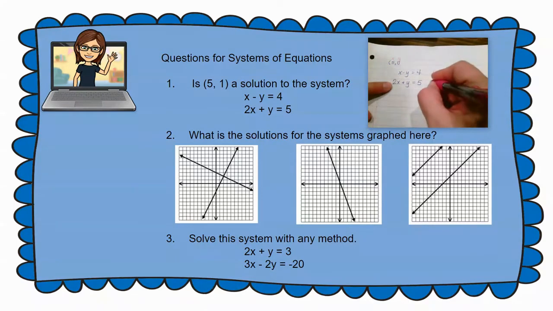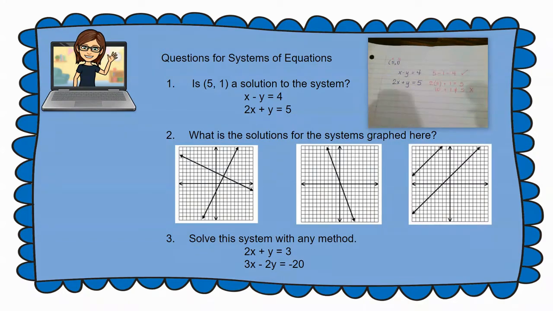So in our second equation, we're going to substitute in 5 for x and 1 for y. Now, notice that when I have 2 times x, that means 2 times 5. So 2 times 5 is 10, and 10 plus 1 is not 5. So that means that this is not a solution. (5, 1) is not a solution of this system because it only produced one true equation, not two. Let's look at the second problem next.